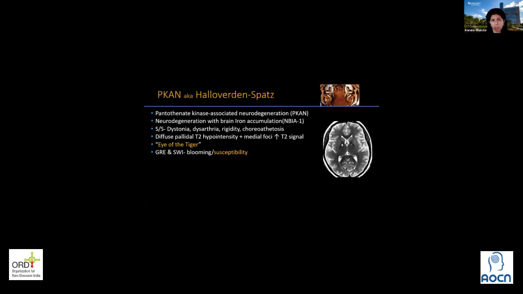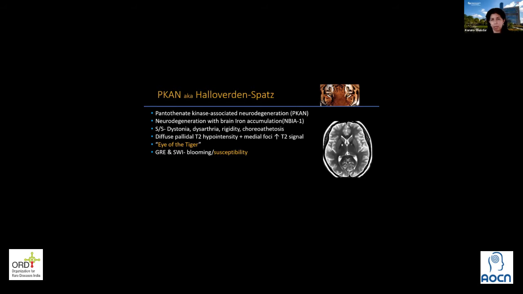And we are now talking about the pantothenate kinase deficiency, or the Hallervorden-Spatz disease, which is what it was known as previously. So pantothenate kinase associated neurodegeneration belongs to the brain iron accumulation, or NBIA, disorders, and can present with dystonia, dysarthria, and choreoathetosis. The classic finding is the pallidal T2 hypointensity in the medial globus pallidus with surrounding bright signal and a central hypointensity, which has been described as the eye of the tiger.